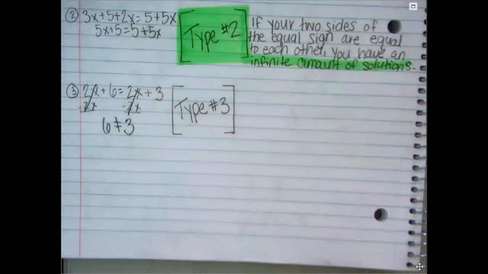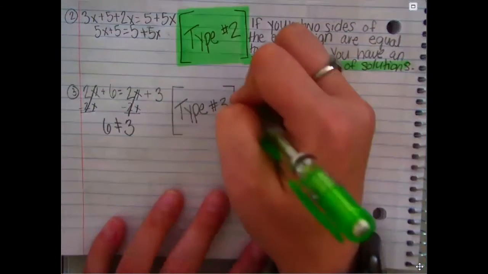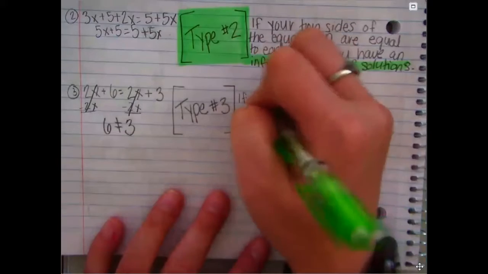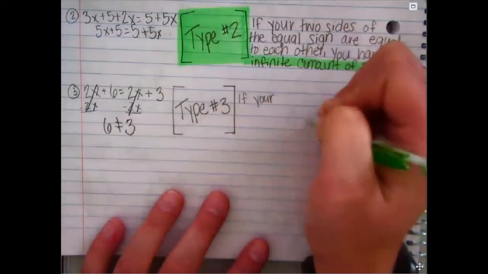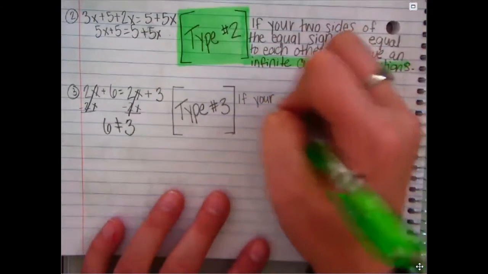So if you solve an equation and the two sides of your equal sign don't match, it makes a false statement. Then you have no solutions. There is no number or value you can substitute in for x that will give you a true statement. Nothing will work. Okay, so you have no solutions, right? So if you get a false statement in the end, you don't have any solutions.